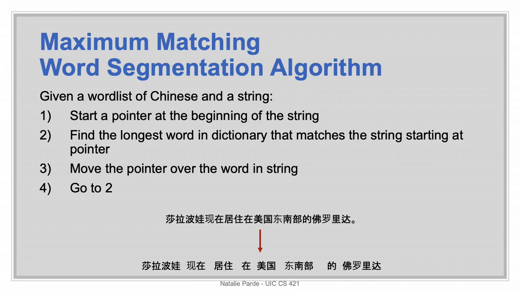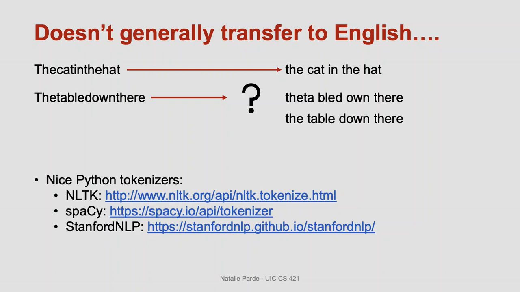There's actually a relatively reliable algorithm for segmenting words in Chinese text, where you start a pointer at the beginning of the string, find the longest word in a dictionary that matches the string starting at that pointer, move the pointer forward to the end of that word, and then repeat. However, that algorithm doesn't transfer well to other languages. So this is just one of many things that makes multilingual or cross-lingual natural language processing both really interesting and really challenging.